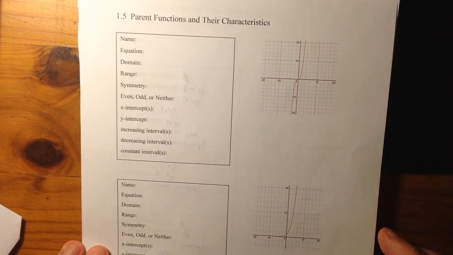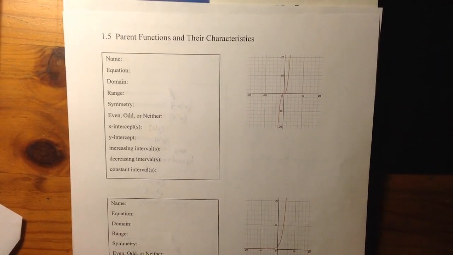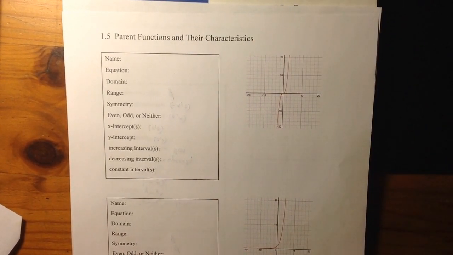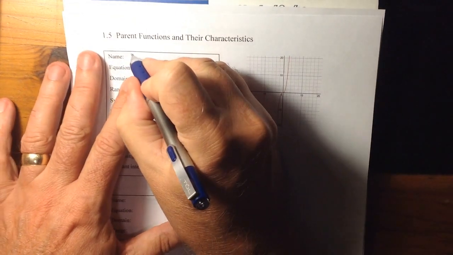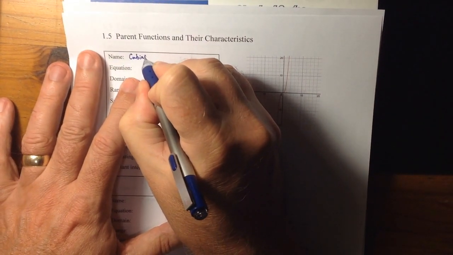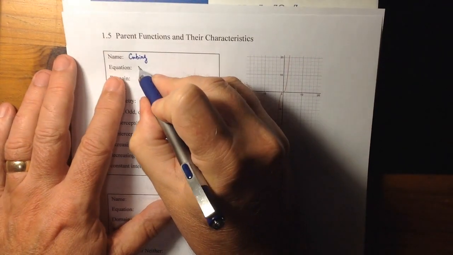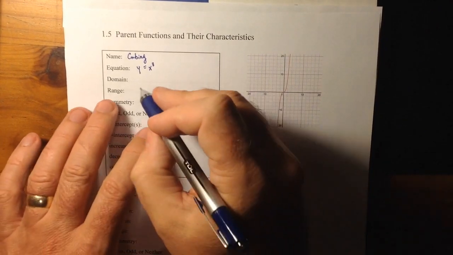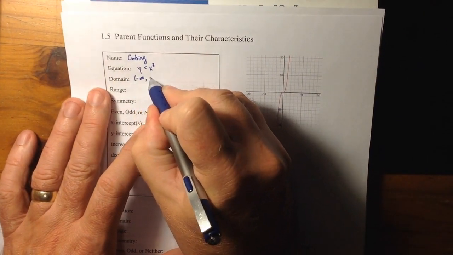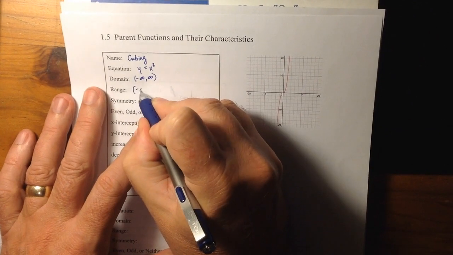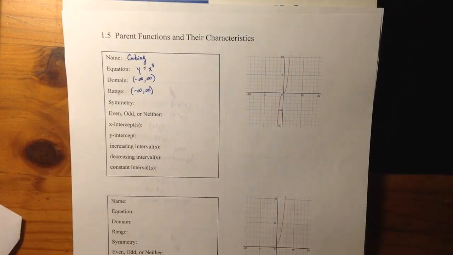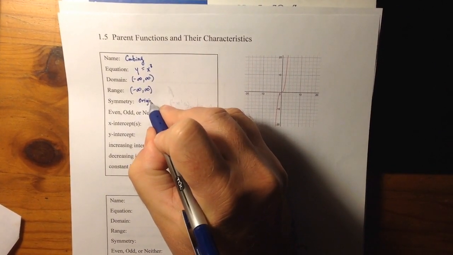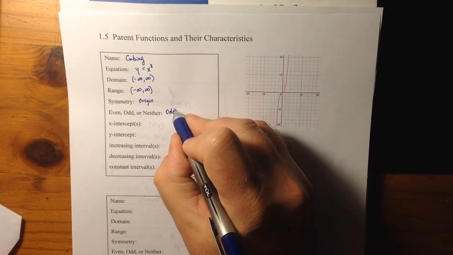All right, so what this looks like is someone took a quadratic and kind of broke it at 0, 0 and flipped the other side down, but that makes this a cubing function. Cubing function. y equals x to the third power, x cubed. Domain, forever to the left, forever to the right, all real numbers. Range, forever down, forever up, all real numbers. This once again has origin symmetry, which means it's an odd function.